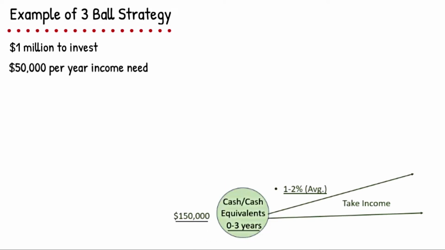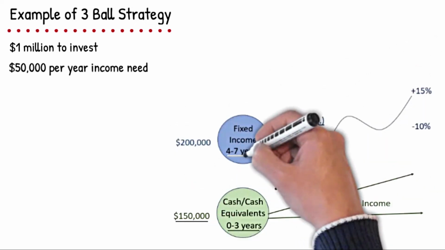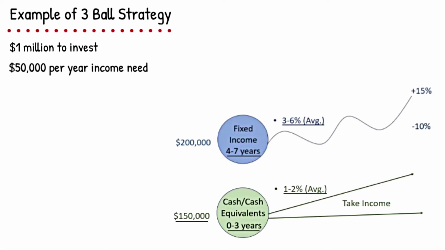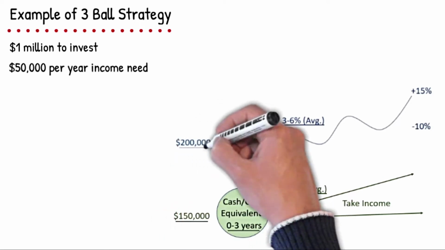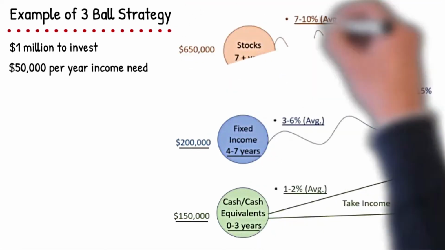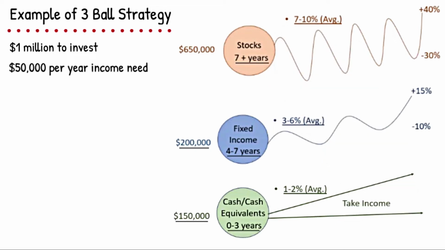Applying the same logic, we recommend that any money you may need to spend from 4 to 7 years from now should be invested in fixed income or bond funds. So 4 years multiplied by a $50,000 per year income need means we should allocate $200,000 to fixed income. By doing so, we have invested the next 7 years' worth of income in interest-bearing and relatively conservative investments. This means that the remaining $650,000 could be invested in the third ball, which is stocks.